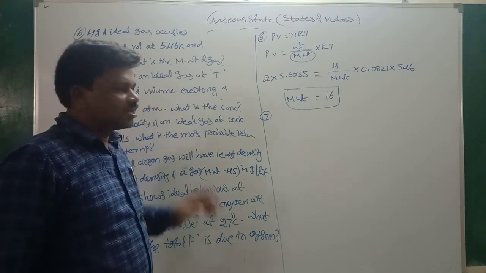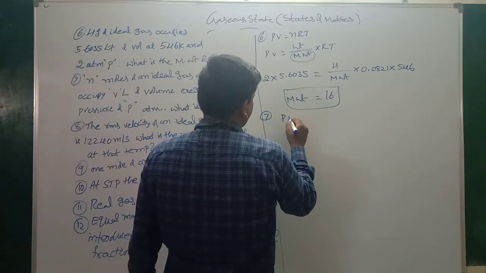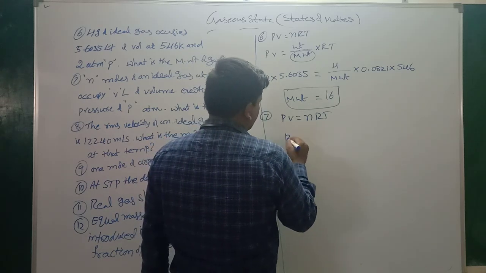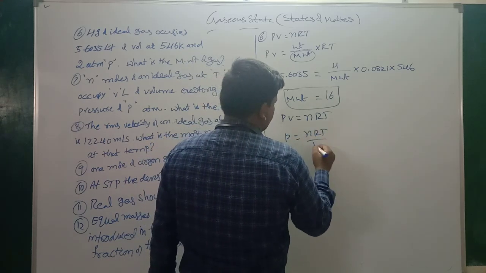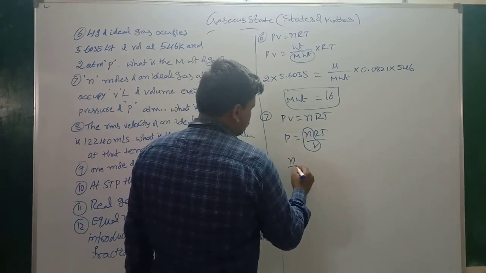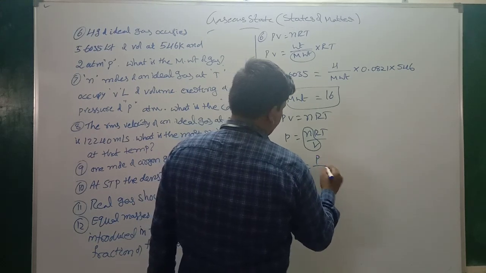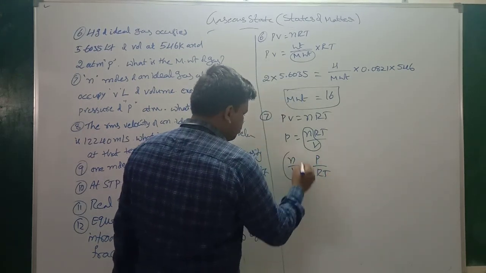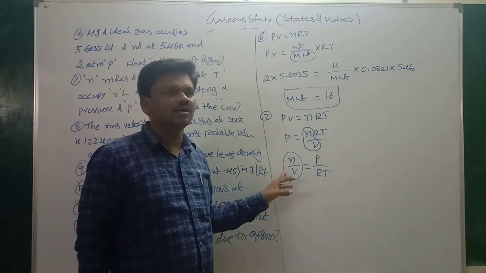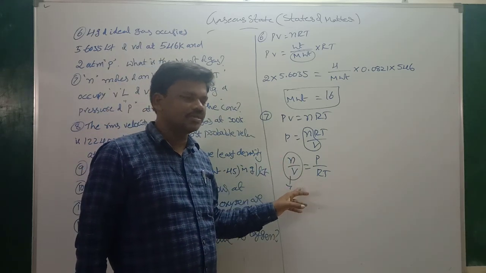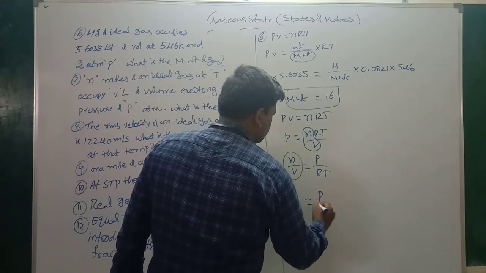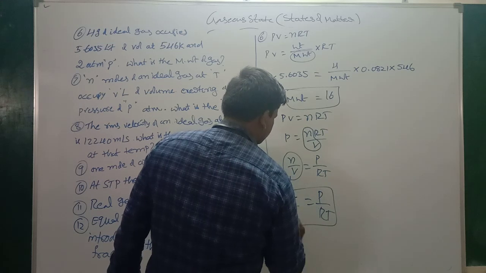According to the ideal gas equation, PV equal to nRT, then P equal to nRT by V. Here n by V equal to P by RT. n by V means concentration. Concentration is equal to number of moles per liter. That means concentration C is equal to P by RT.